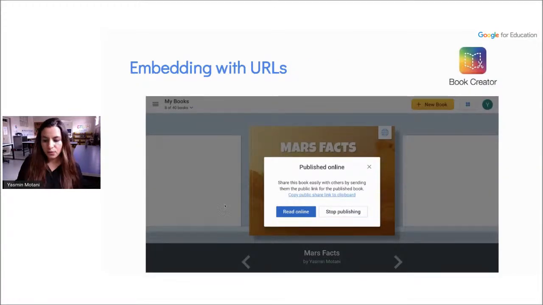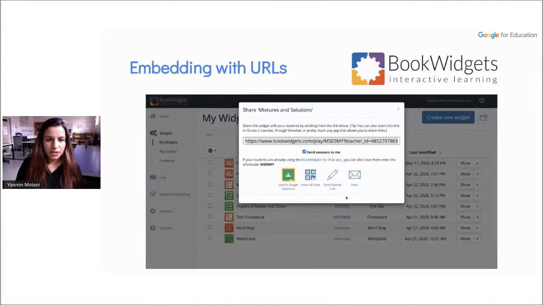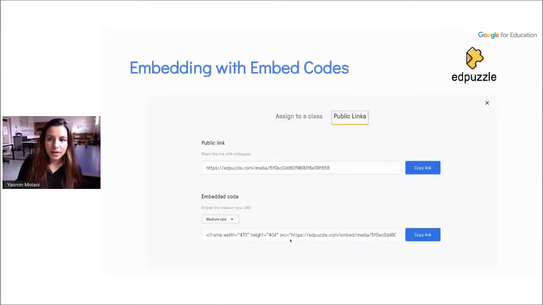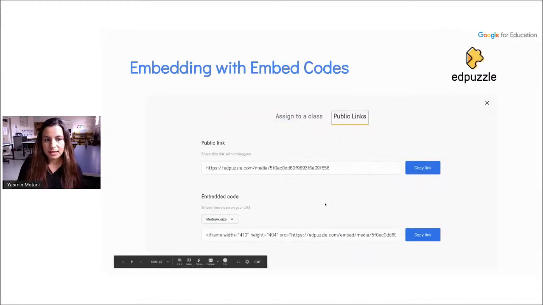So for instance, now Book Creator gives you a link that looks like that. Book Widgets has a link that looks like that, I suppose. Your Kahoot link, I'm sure, is familiar to many of you. You click on copy URL to get the link. And then Edpuzzle gives you two options. It's embed a public link as a URL or an embed code.